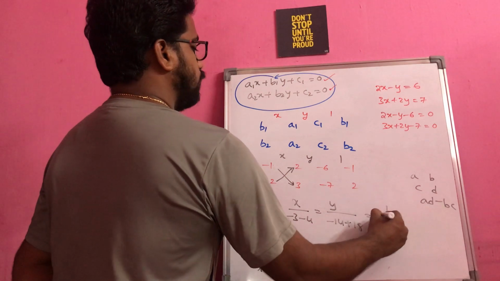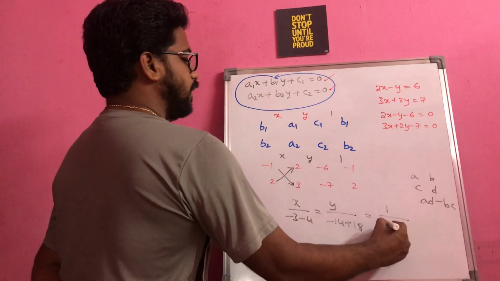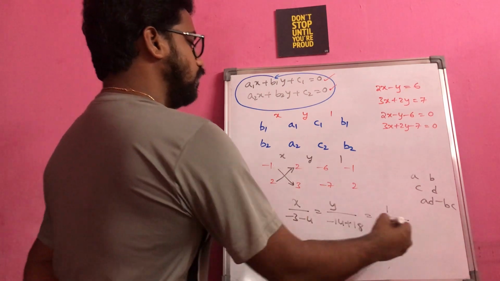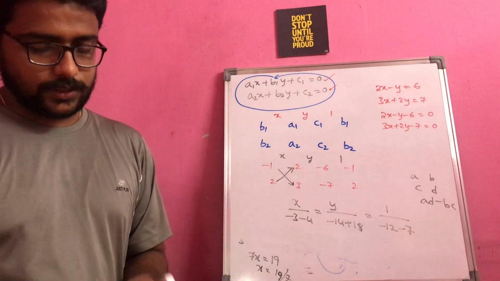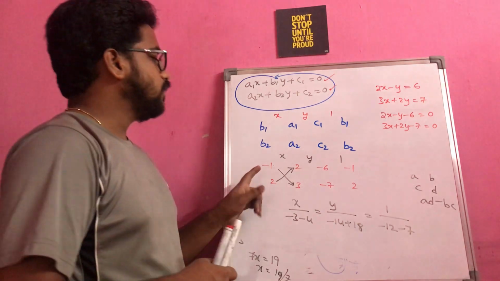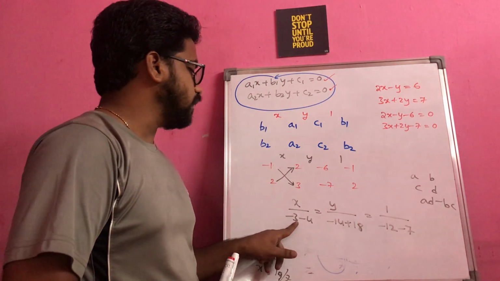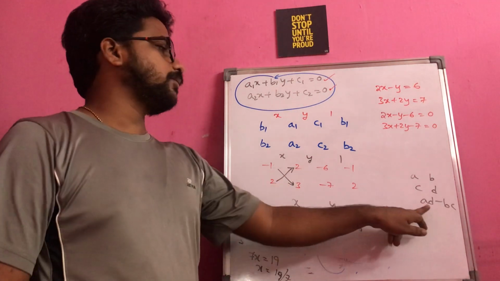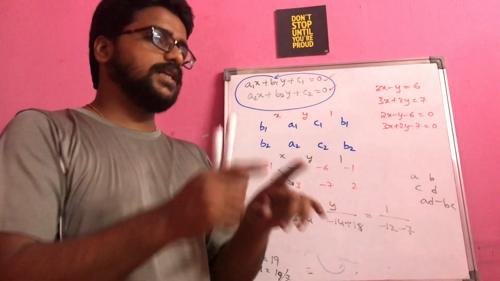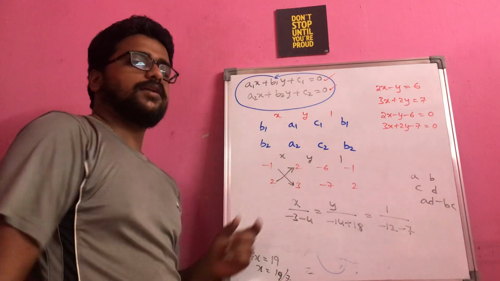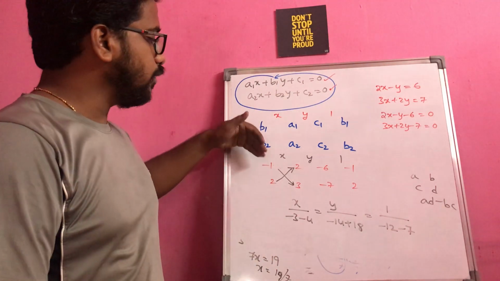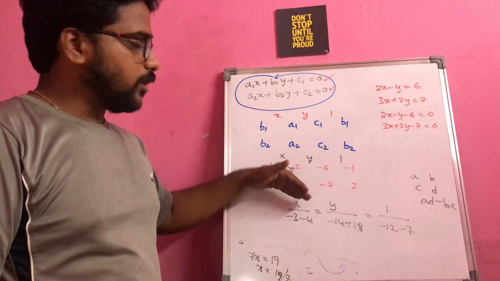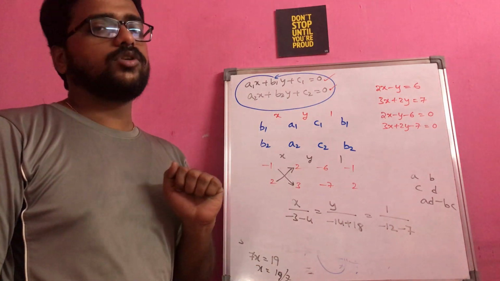And then 1 divided by, simplifying this, minus 12 and then minus 7. This is the equation. Observe it once again: minus 1 into 3 is minus 3, 2 into 2 is 4. Just remember this. If you have elements A, B, C, D in that way, then you have to take the value of AD minus BC. First you take the top to bottom approach, then the bottom to top approach.